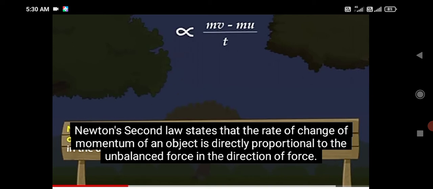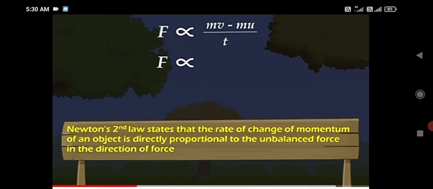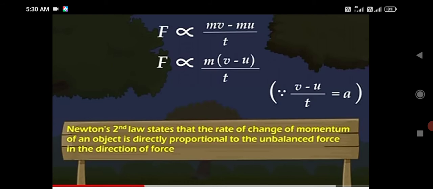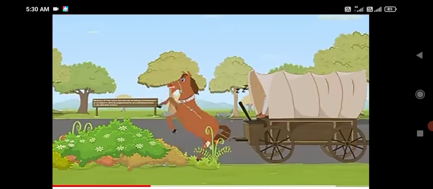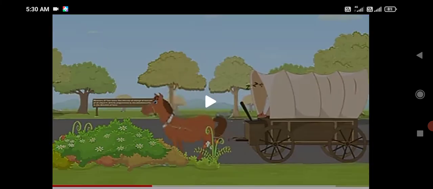So rate of change of momentum means (mv minus mu) by t. Rate of change means with respect to time. So mv minus mu is the change in momentum, and with respect to time is t. So F is proportional to (mv minus mu) by t, which is called the rate of change of momentum. Taking m common, m into (v minus u) by t, and (v minus u) by t is the acceleration. So F is proportional to ma. So this is one more definition for Newton's second law.